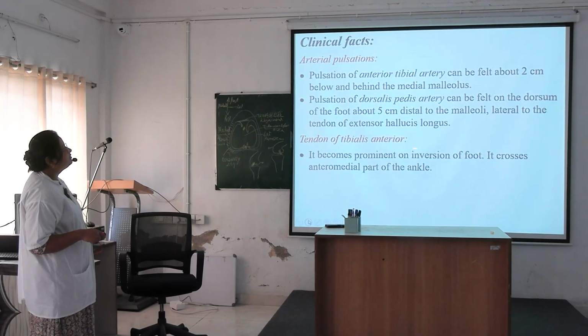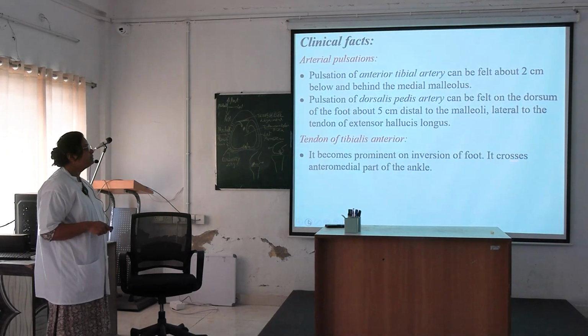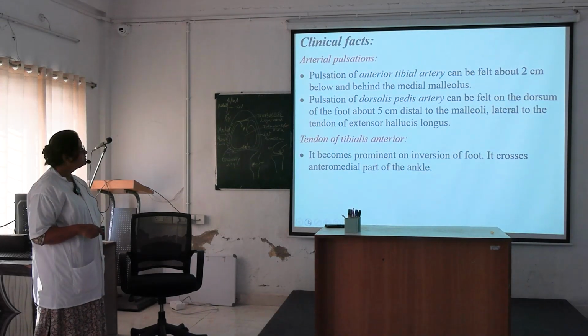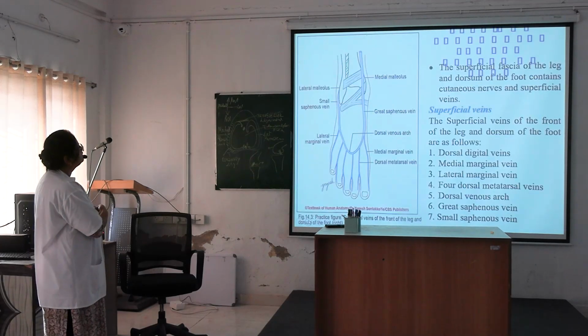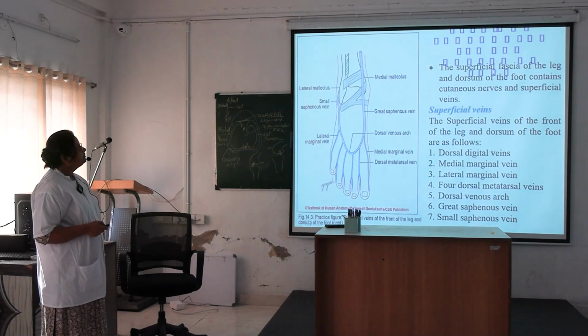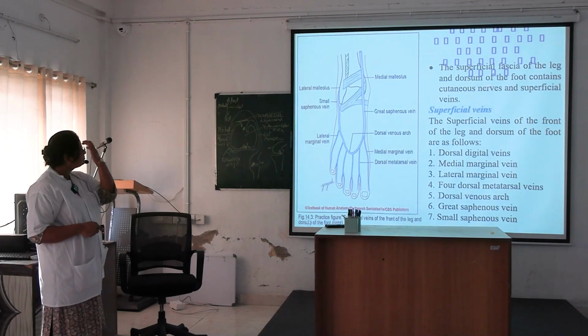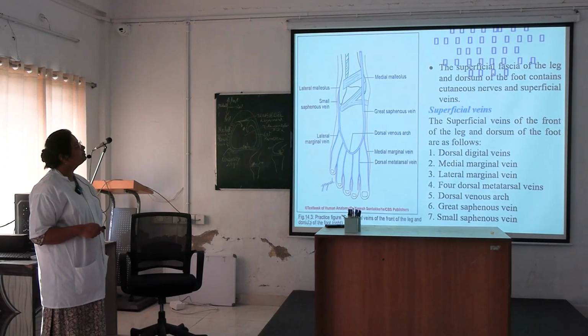Next is the tendon of tibialis anterior. It becomes prominent on inversion of the foot and crosses the anteromedial part of the ankle. This tendon you will see. Next we go to the superficial fossa of the leg. The superficial fascia of the leg and dorsum of the foot contains cutaneous nerves and superficial veins.